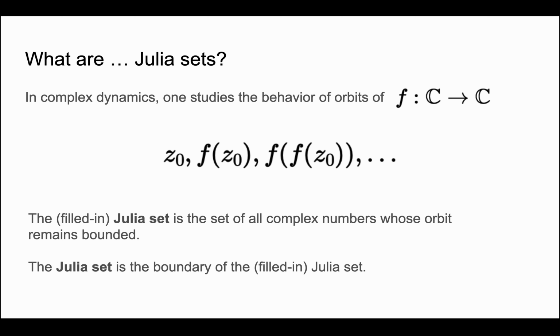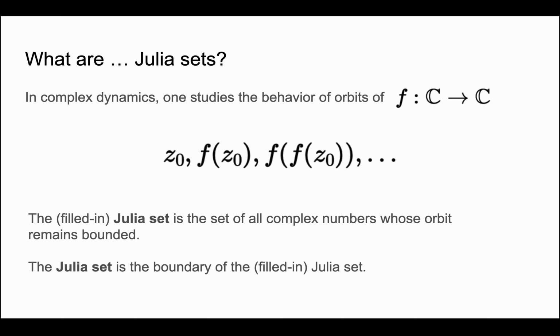Well, in the field of complex dynamics, one is often interested in the behavior of orbits of complex valued functions. Just for simplicity, we can assume that our function is a map from the complex numbers to itself. The orbit of some starting point z sub 0 is simply the sequence z sub 0, f of z sub 0, f of f of z sub 0, and so on. So we repeatedly apply f to our initial value.